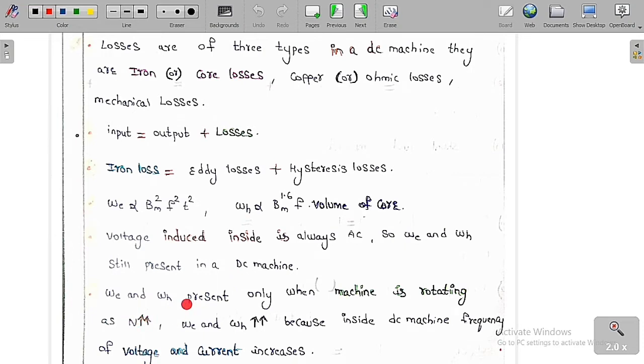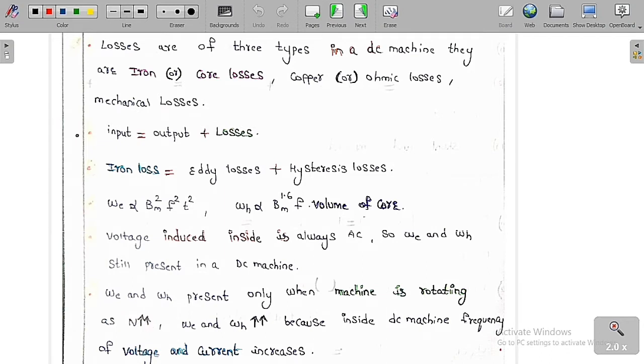See, iron loss and hysteresis loss are present only when the machine is rotating. As N increases, We and Wh increase, because inside a DC machine frequency and voltage increase, so voltage and current increase. Simply, We and Wh are present only when the machine is rotating. Whenever the machine is rotating, only then is current going to be generated in the winding, and then we get the losses. If we are not rotating, there is no current, and if there is no current, definitely there are no iron, eddy current and hysteresis losses.